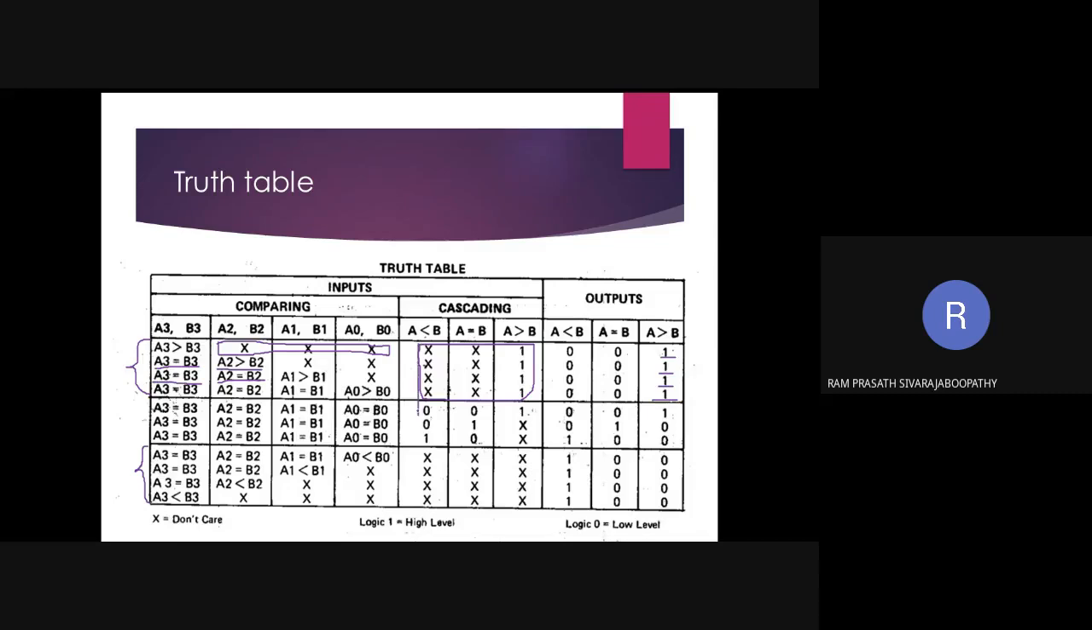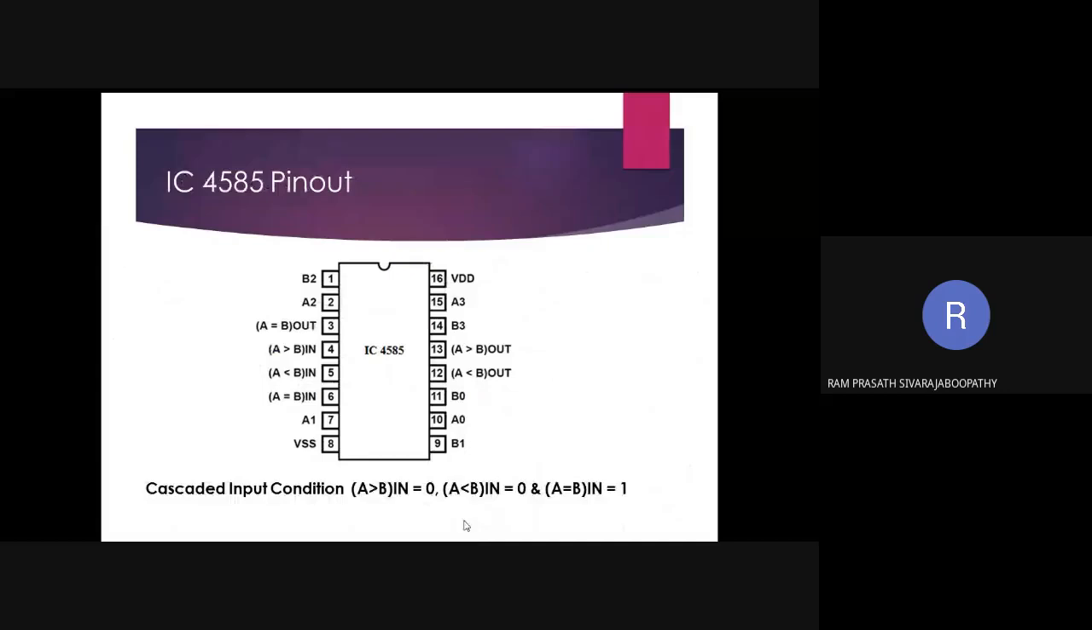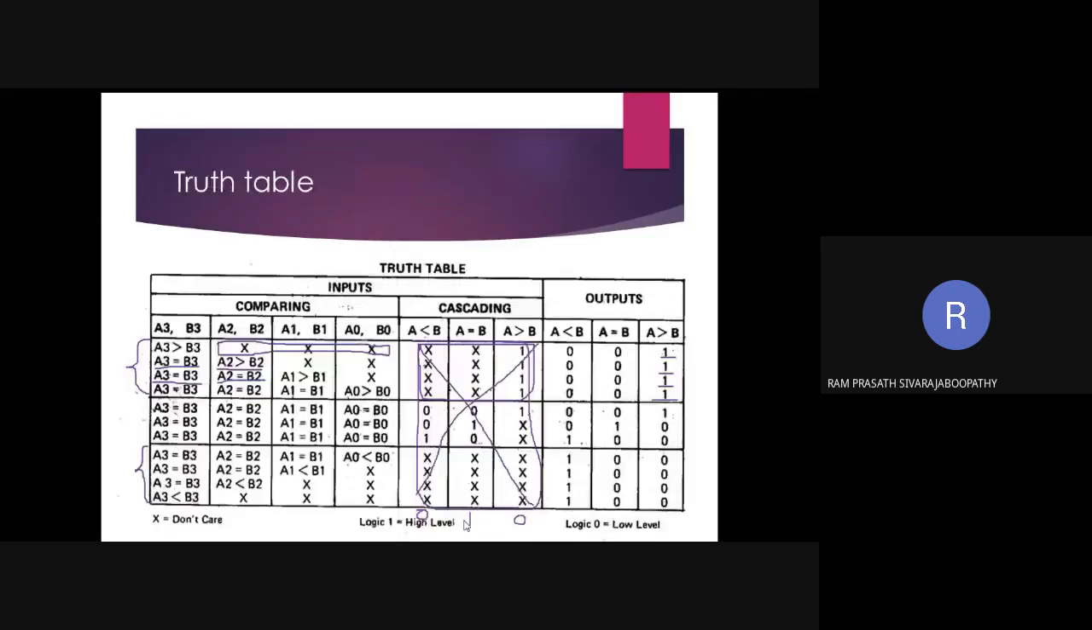Okay, for all combinations, the cascading input must be: A less than B is 0, A equal to B is 1, A greater than B is 0. It will work for all the combinations. Okay, no need to get confused with this. Kindly note down the condition shown in the previous slide: A greater than B in and A less than B in must both be 0, and A equal to B in must be high. So that is the cascading input.